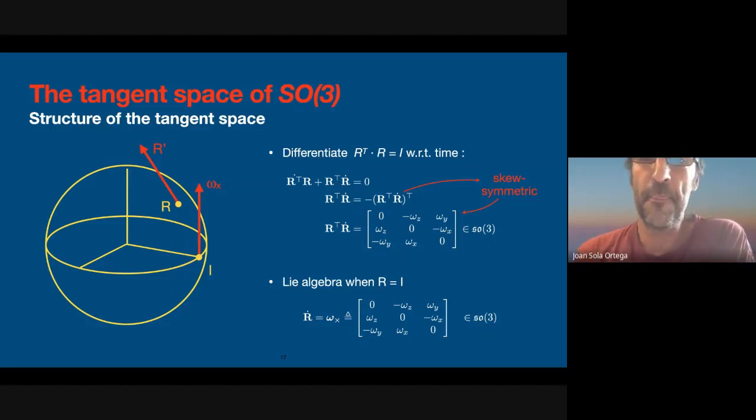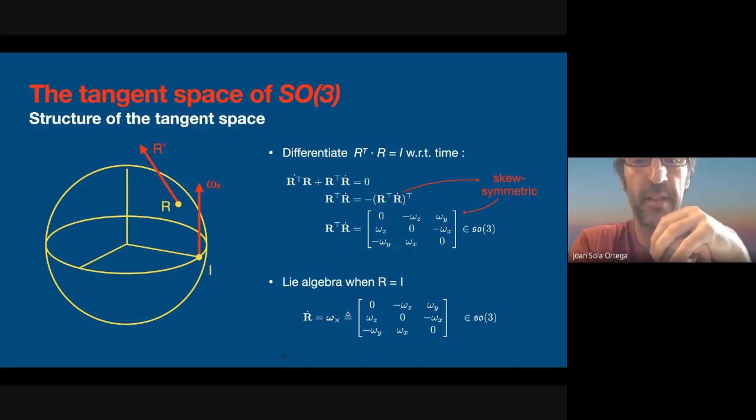Let's take the constraint as we did before. Now the constraint is R transpose times R equals I. Let's differentiate with respect to time. And we find the following: R transpose times R dot equals minus R transpose R dot transpose.